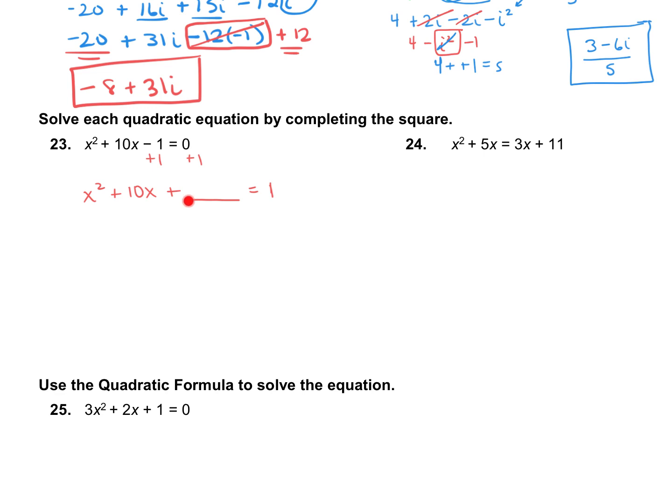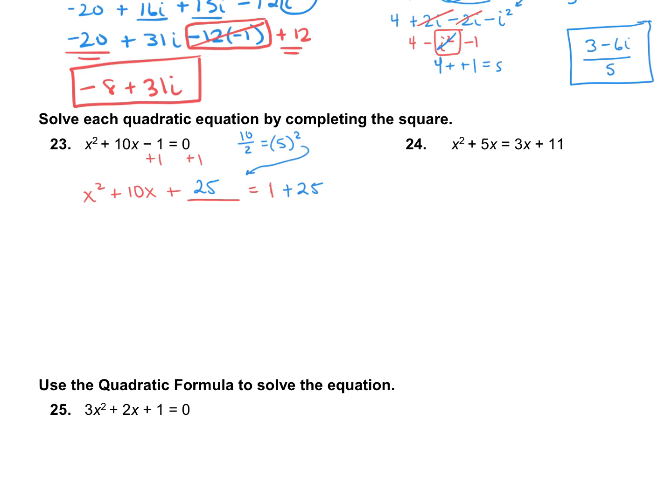Now, what number are we going to add in here? We want to add in a number that will give us a perfect square trinomial. This will be something we can factor. So we take our b value of 10, we divide it by 2, and we square that. That's what goes there. So that is going to give us a positive 25. And then to keep our equation balanced, we're going to add 25 to the other side also.